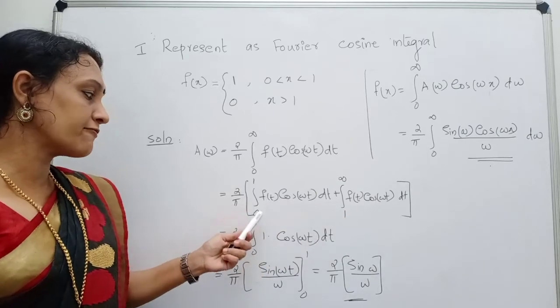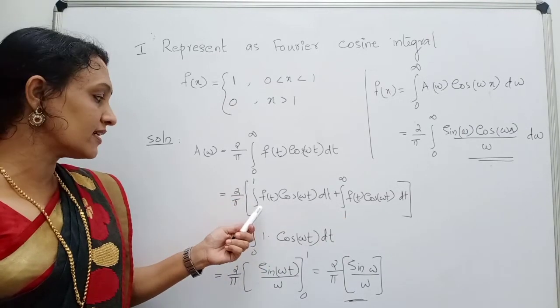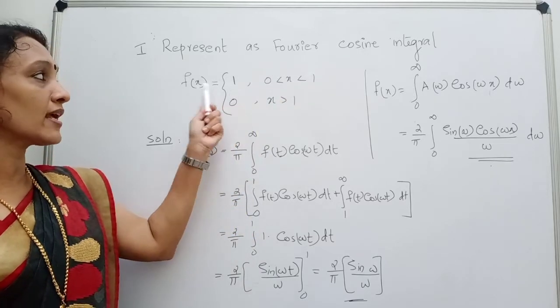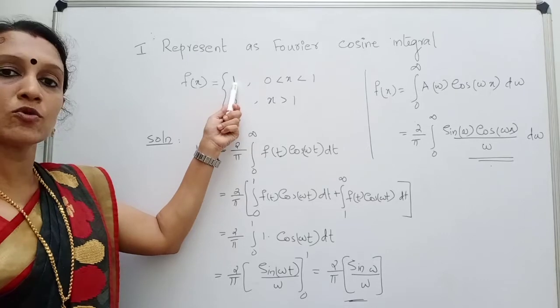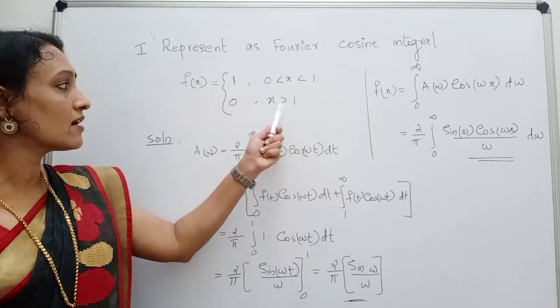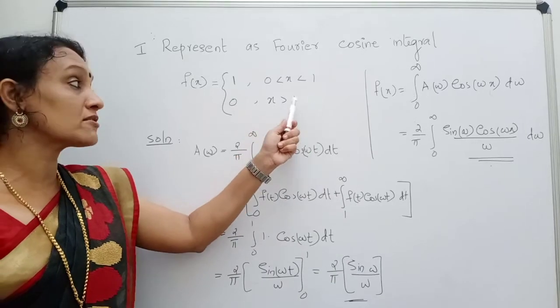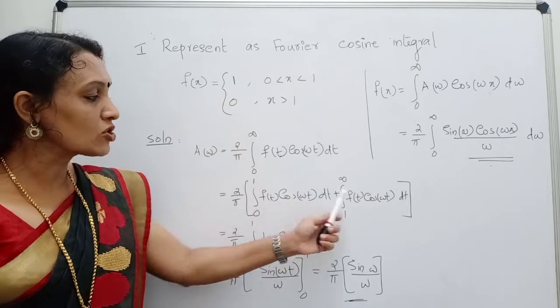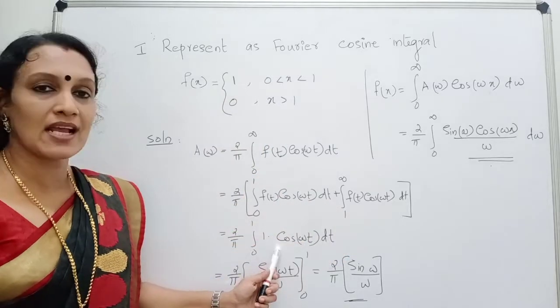What is the value of f of t in the interval 0 to 1? F of x takes the value 1. So, substitute 1 here. And from 1 to infinity, x greater than 1, what is the value of f of x? It is 0. So, these two integrals reduce to a single integral.